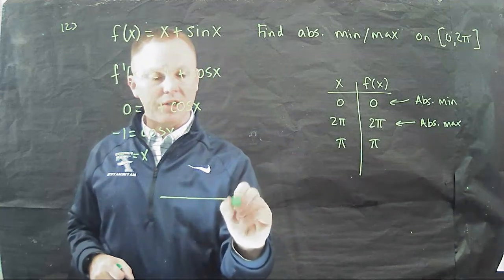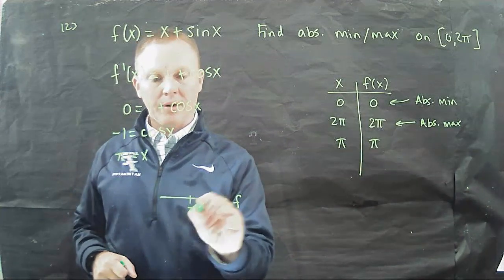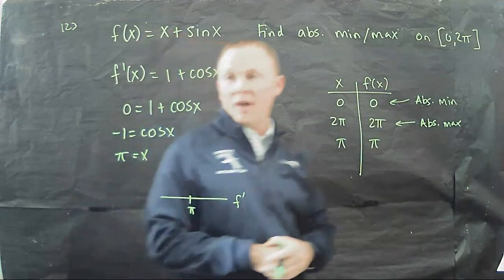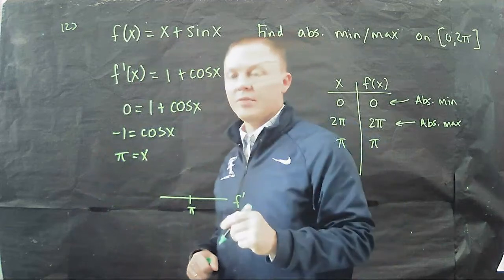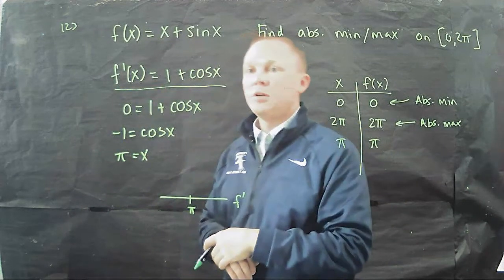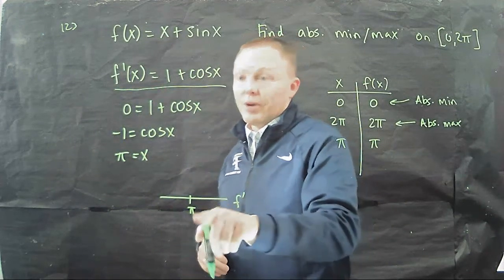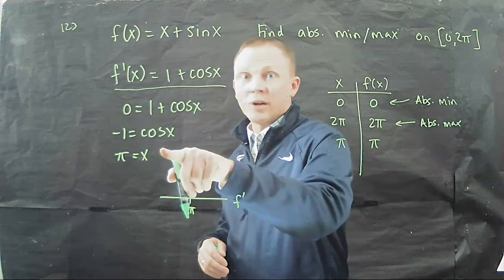Well, if I go here and I just think about f prime, and I make a sign chart for f prime. There's f prime, right? Right here. So we know f prime of pi is 0. We algebraically figured that out, right?